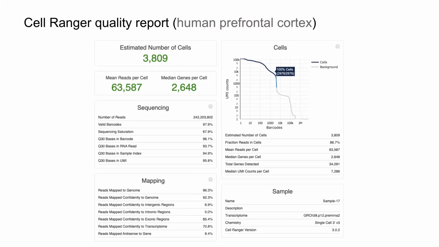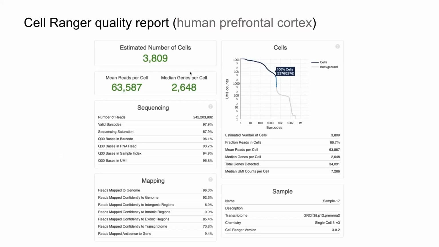Do you have a question? Yeah, what do you mean by sequencing saturation? Sequencing saturation is basically the point where there are diminishing returns in terms of detecting genes or UMIs. They can downsample the data to infer saturation, if that makes sense. Yeah.